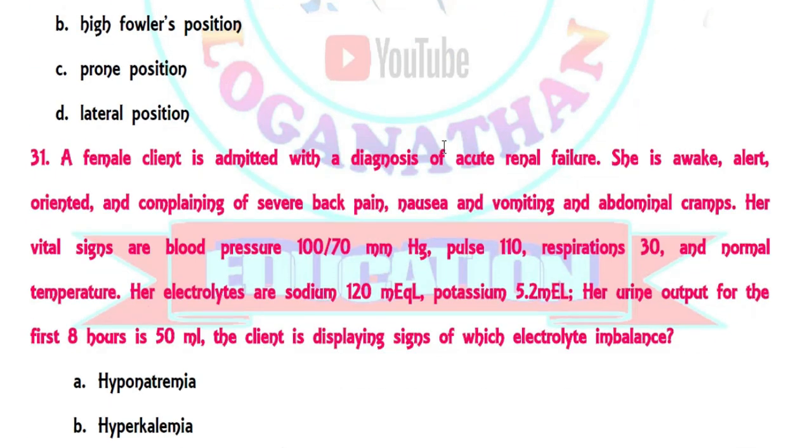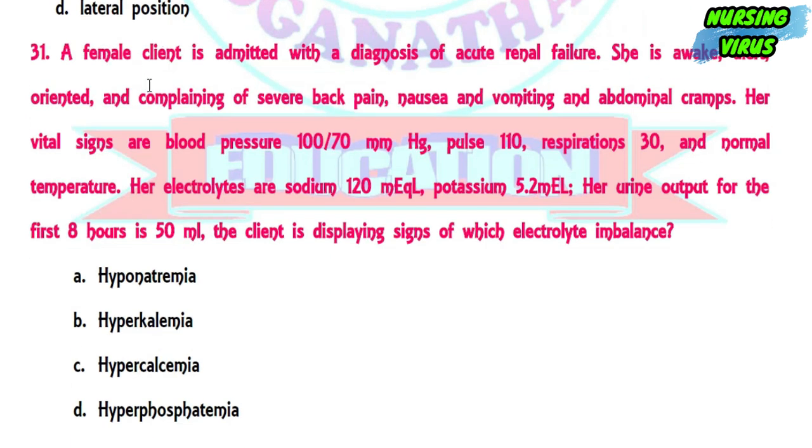Then the next, 31. A female client is admitted with a diagnosis of acute renal failure and she is awake, alert, oriented and complaining of severe back pain, nausea and vomiting, and abdominal cramps. Her vital signs are blood pressure 170 mmHg, pulse 110, respiration 30 and normal temperature. Her electrolytes are sodium 120 milliequivalent per liter, potassium 5.2 milliequivalent per liter. Her urine output for the first 8 hours is 50 ml.